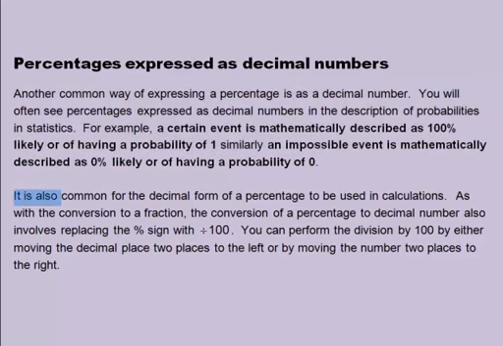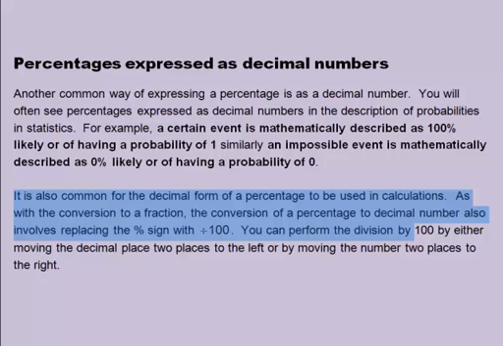It is also common for the decimal form of a percentage to be used in calculations. As with the conversion to a fraction, the conversion of a percentage to a decimal number also involves replacing the percentage sign with divide by 100. You can perform the division by 100 by either moving the decimal place 2 places to the left or by moving the number 2 places to the right.